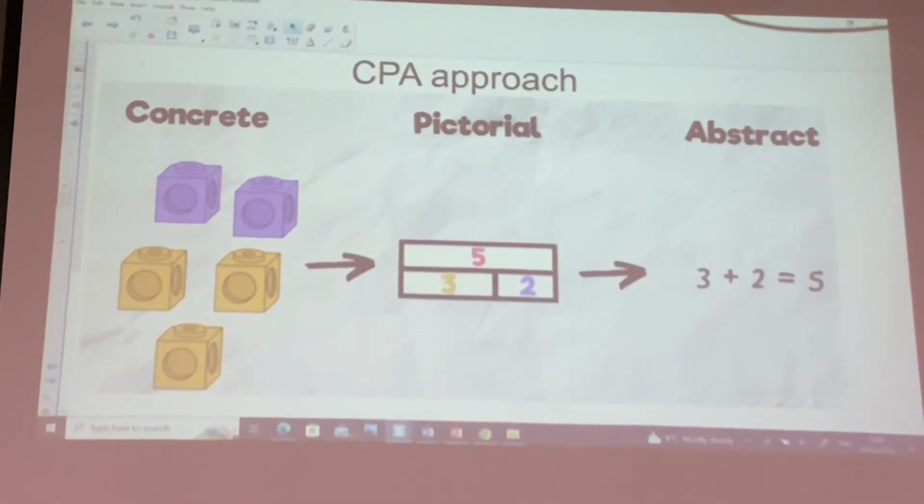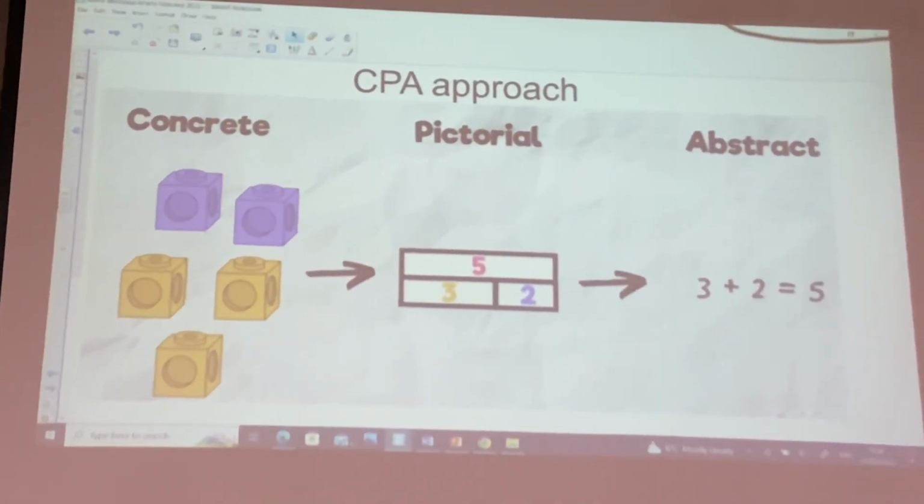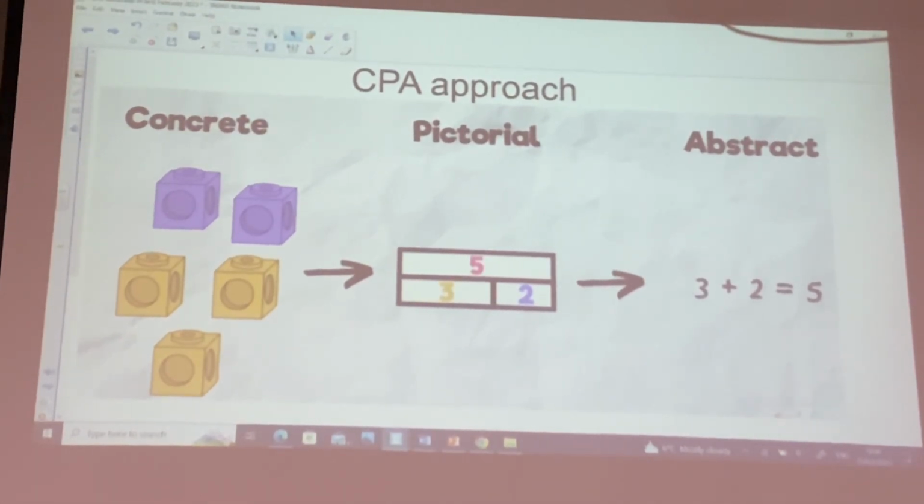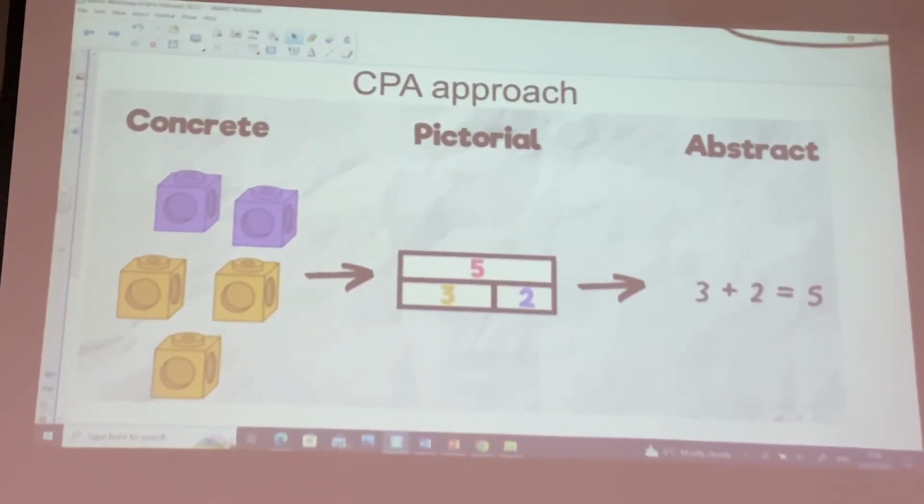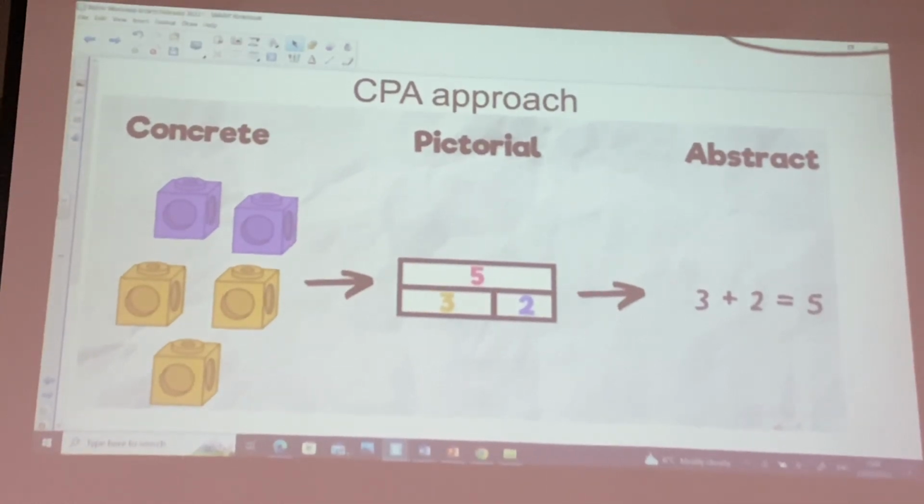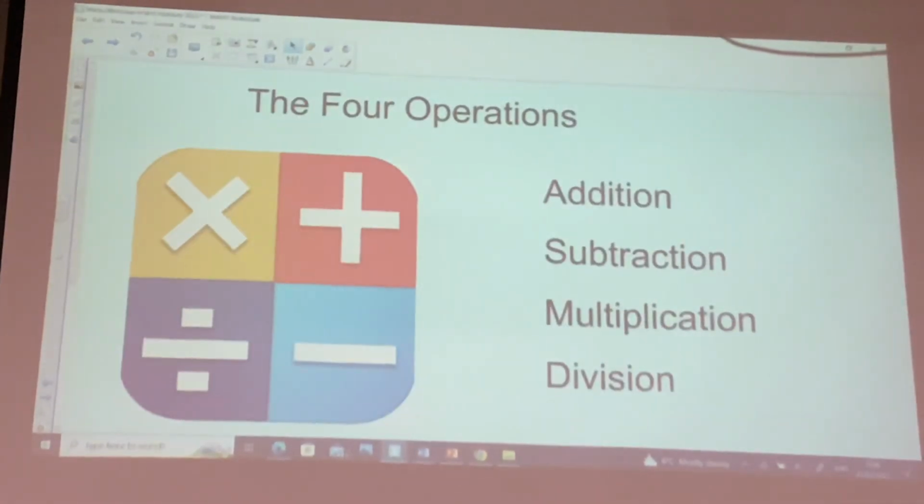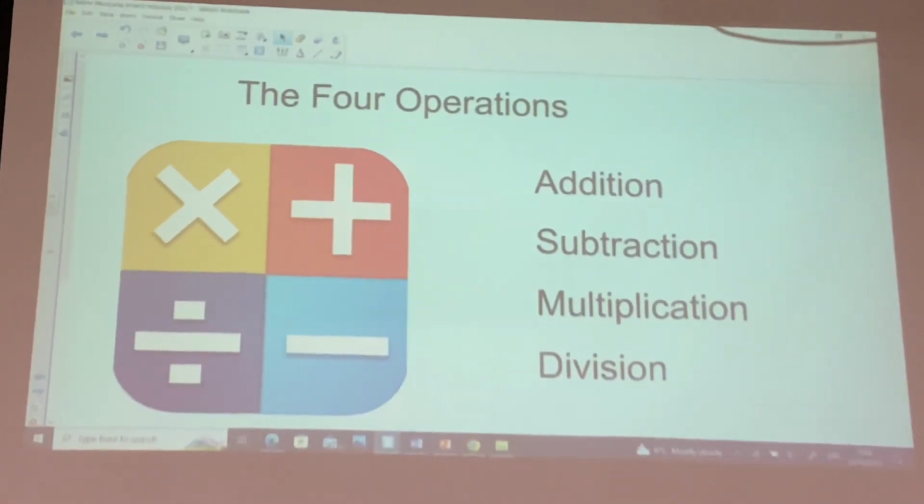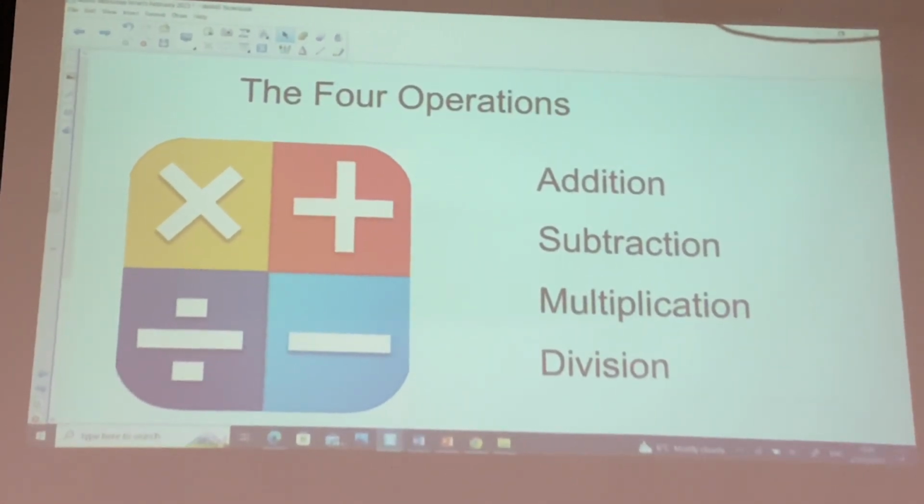So you can just see cubes are used there, then the pictorial, and that's using what we call a bar model, and that will be explained later, and then on to the abstract, where you have what we call a number sentence.